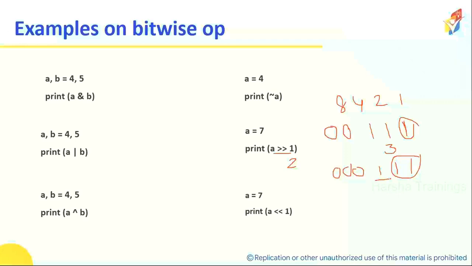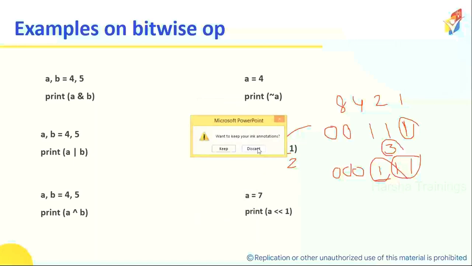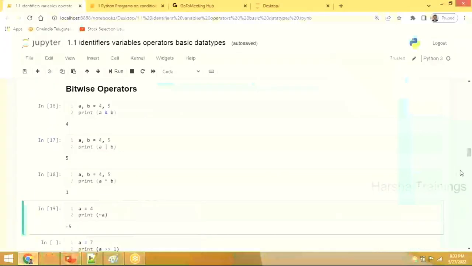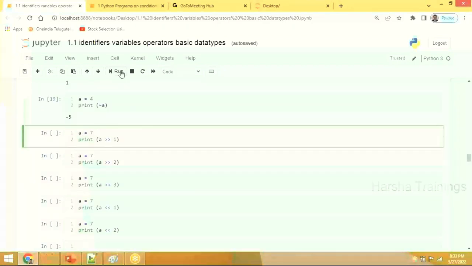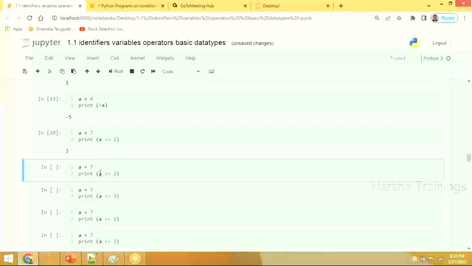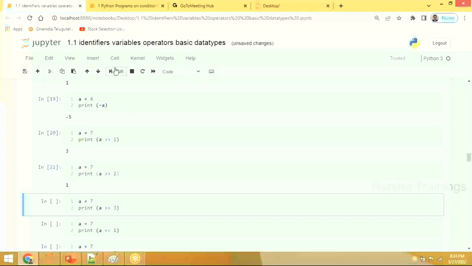This is 1. First, shall I showcase this through Jupyter notebook? If I right shift 1, the answer is 3. If I right shift 2, the answer is 1. Shall we check them in the Jupyter notebook? Let us take 7. 2 bits right side. The answer is 1.